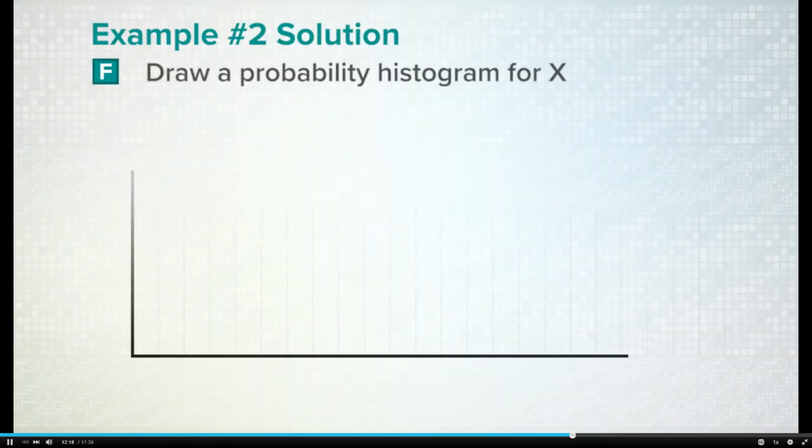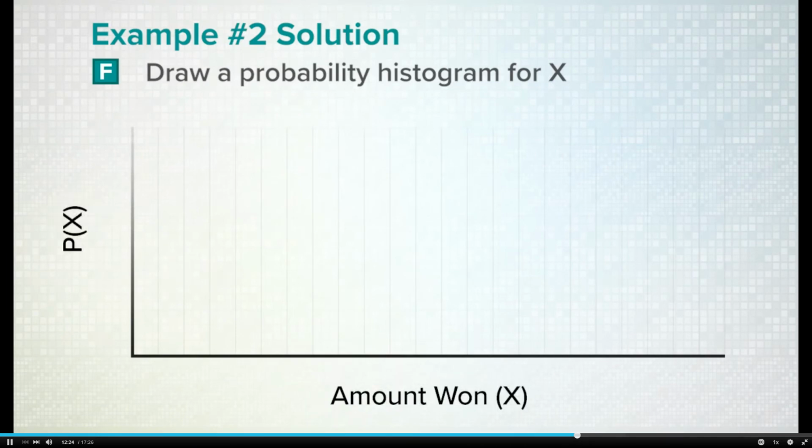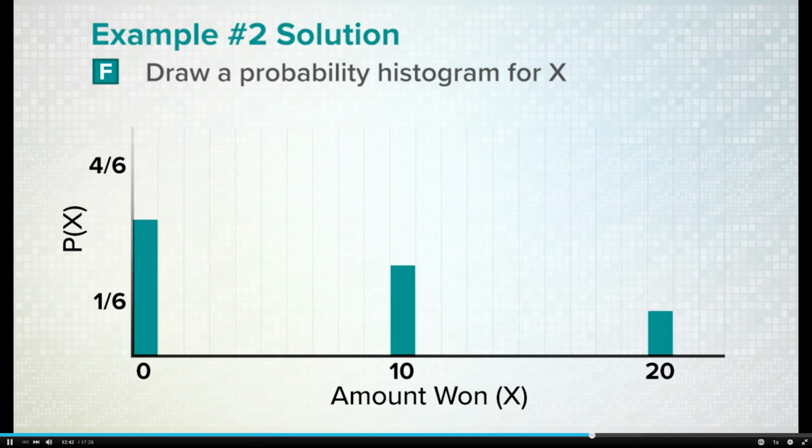First, here's part F. As I did in the first example, I'll label my axis with x and p of x. X in this case is the amount that I win. That could be 0, 10, or $20. In this case, my probabilities are really in terms of sixths, so I scale in terms of sixths. I should get a histogram that looks something like this.